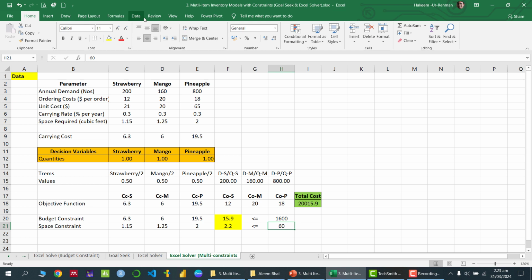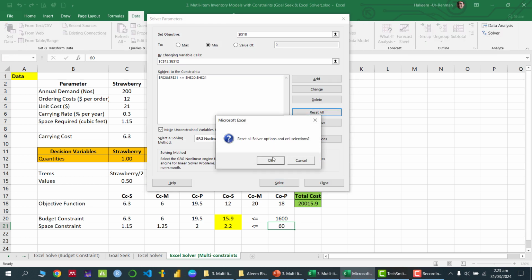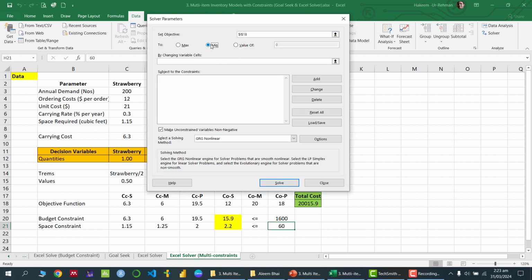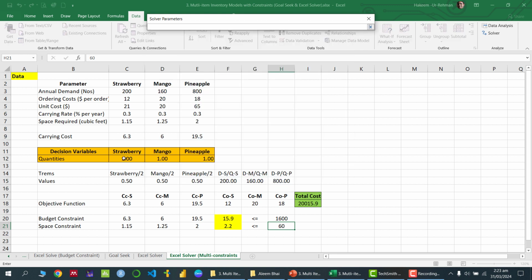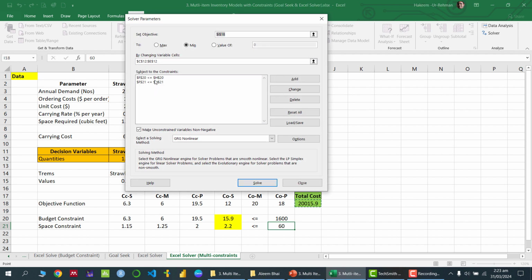So how can you do that? Again, go to Data, Excel Solver, once we have applied these formulas. First of all, the objective is that we would like to minimize this total cost. Minimize by changing these variables we would like to find out, and now we are going to add the constraints. This is the budget constraint, must be less than or equal to this value, and then we click add for the second constraint. This must be less than or equal to this one. If we press OK, we have the two constraints.